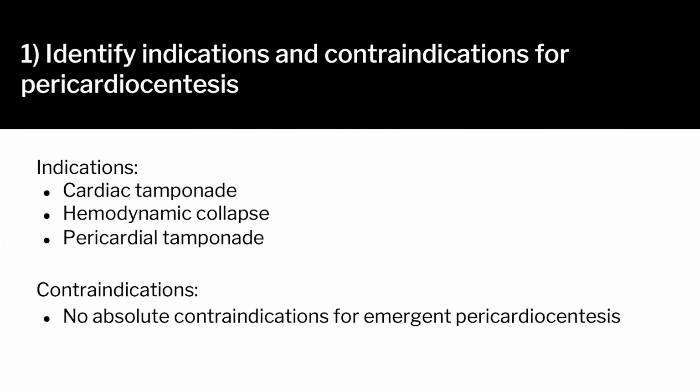Indications for pericardiocentesis include cardiac tamponade, hemodynamic collapse, and when emergent removal of fluid from the pericardial sac is required to maintain cardiac output. There are no absolute contraindications for emergent pericardiocentesis.